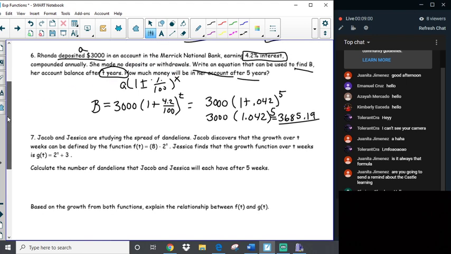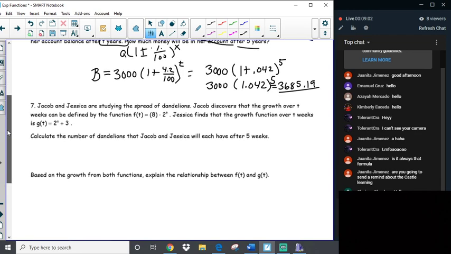Okay, and here we go. Last question, number 7. Jacob and Jessica are studying the spread of dandelions. Jacob discovers that the growth over t weeks can be defined by f of t equals 8 times 2 to the t power. Jessica finds that the growth function over t weeks is g equals 2 to the t plus 3. Calculate the number of dandelions that Jacob and Jessica will each have after 5 weeks. Okay? So now, the time is 5 weeks, and they told me that t is weeks.